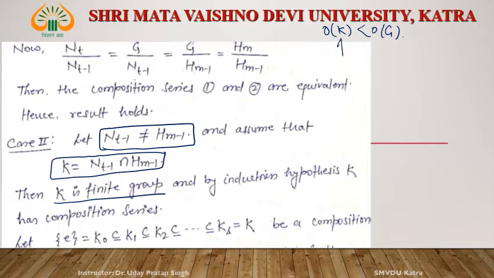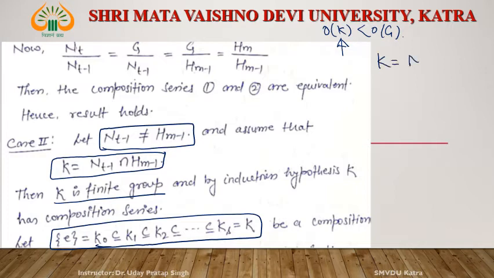Since the order of K is less than the order of G, there exists a composition series for K. Let us consider this composition series K0, K1, K2 up to Ks. Then K is Nt minus 1 intersection Hm minus 1, that is, K is a subgroup of Hm minus 1 as well as Nt minus 1.